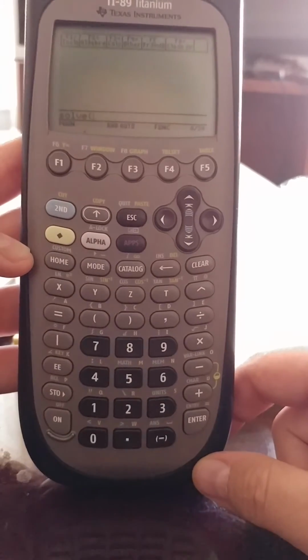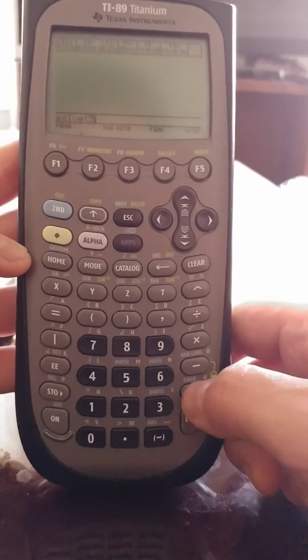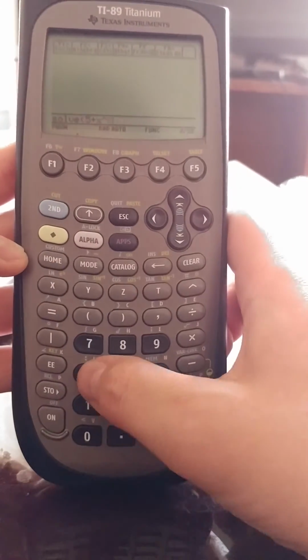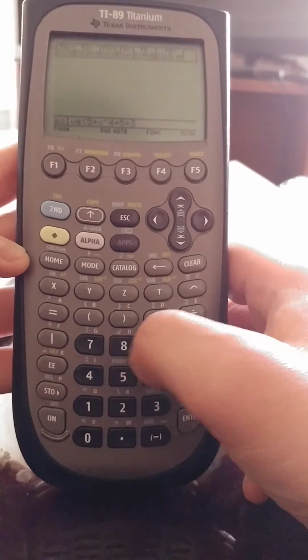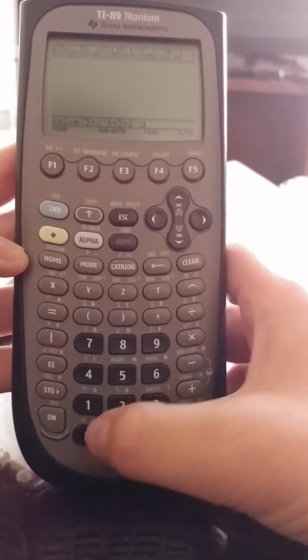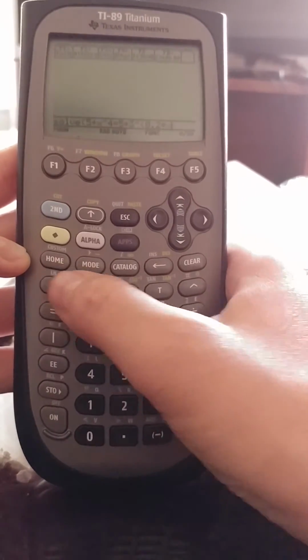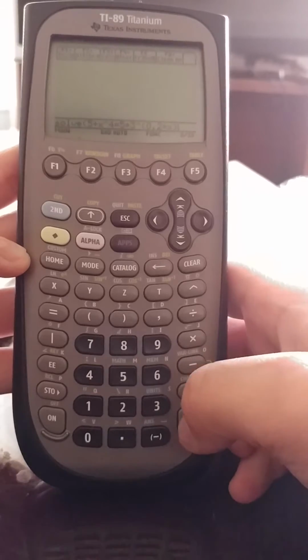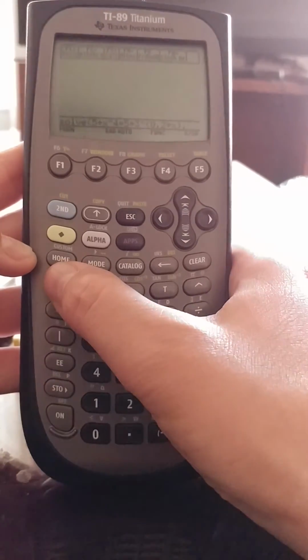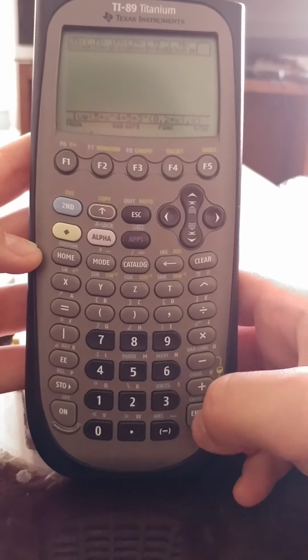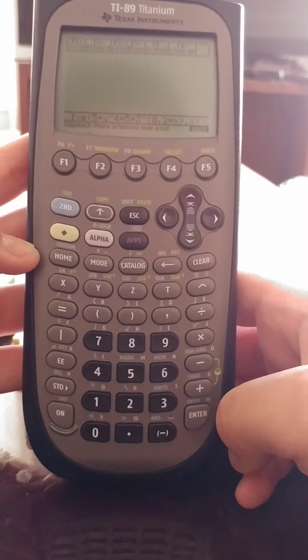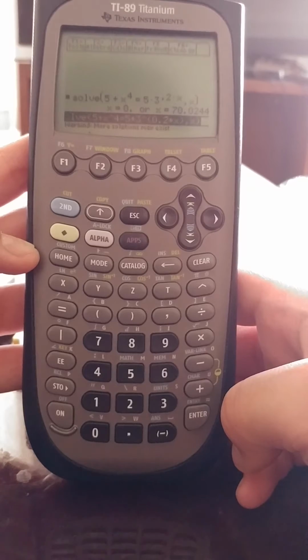Now I enter an equation that I want to solve, so I'm going to put 5 plus x to the 4th equals 5 times 3 to the 0.2 times x, close parentheses, comma, what variable do I want to solve for? X, close. Now, here's the crazy thing. This should tell us all the values of x for which those are equal.